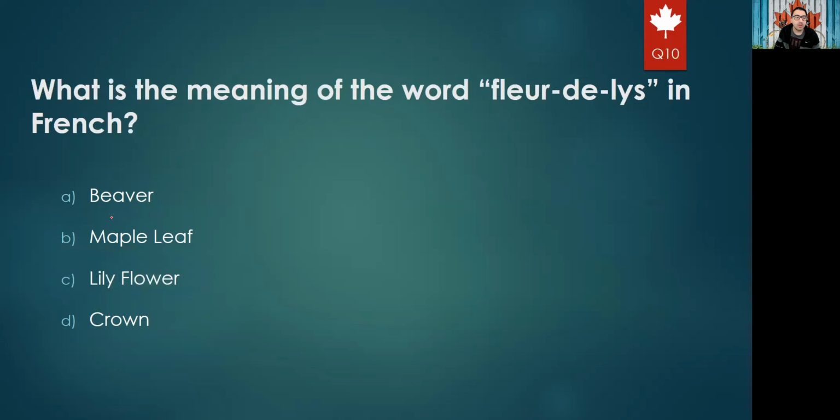Okay. Next question will be: what is the meaning of the word fleur-de-lis? This is another way to ask about the same thing. What's the meaning of the word fleur-de-lis in French? Beaver, maple leaf, lily flower, or crown? Yes, the right answer is also lily flower.